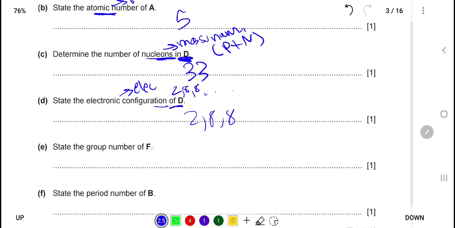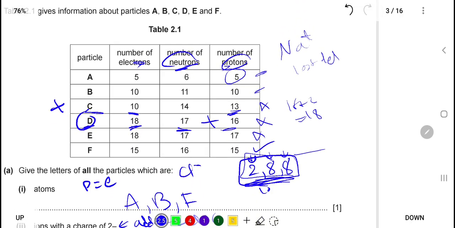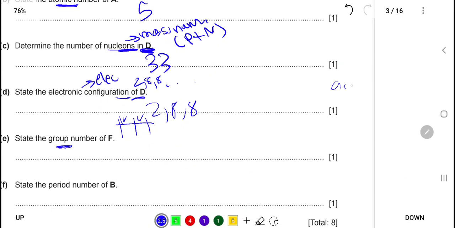State the group number of F. The group number is the one that goes vertically, like group IV. And how will we know the group number? For group numbers we always need to look at the outer shell electrons. For example, if there are two atoms with 2 in their outer shell, it means that they are in group 2.